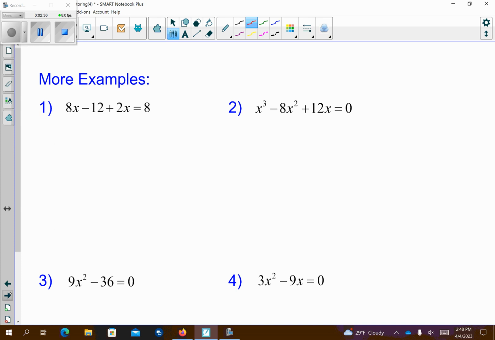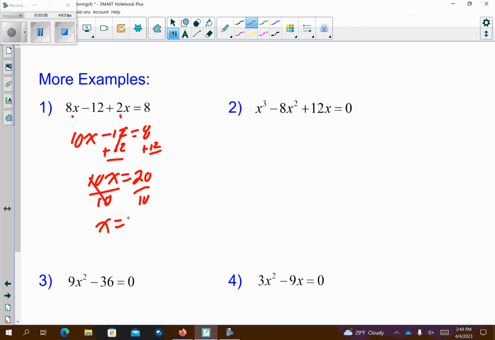All right, so the first one, how am I going to solve this? Well, these are the like terms, so I'm going to go 8x plus 2x, and that's going to give me 10x. And then minus 12 is equal to 8. I can go ahead and start solving this. I can add 12 to both sides. Those are going to cancel, so I get 10x is equal to 20. Divide each side by 10, so x is equal to 2.